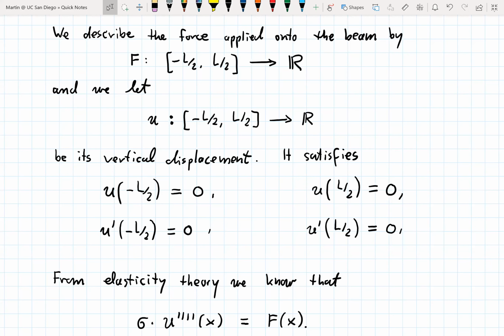Okay, and then we also have boundary conditions. Namely, due to the structural configuration, on the one hand, we can assume that there's no vertical displacement of the beam at the boundaries. So u of minus L over 2 equals 0 and u of L over 2 equals 0 too. Also, we assume that the beam does not suffer any kinks.